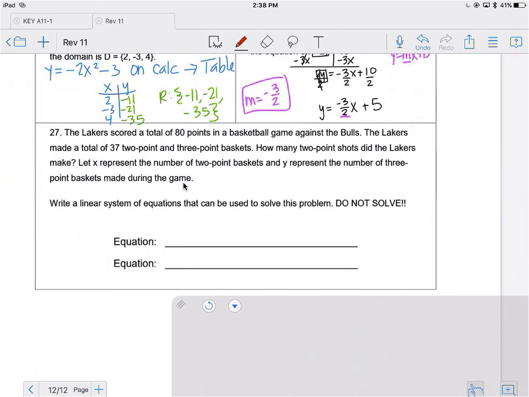The last problem gives us a system of equations and asks us to write our two equations but not solve. So 27 says the Lakers scored a total of 80 points in a basketball game against the Bulls. The Lakers made a total of 37 2-point and 3-point baskets. How many 2-point shots did they make? Let x be 2-point and y be 3-point.